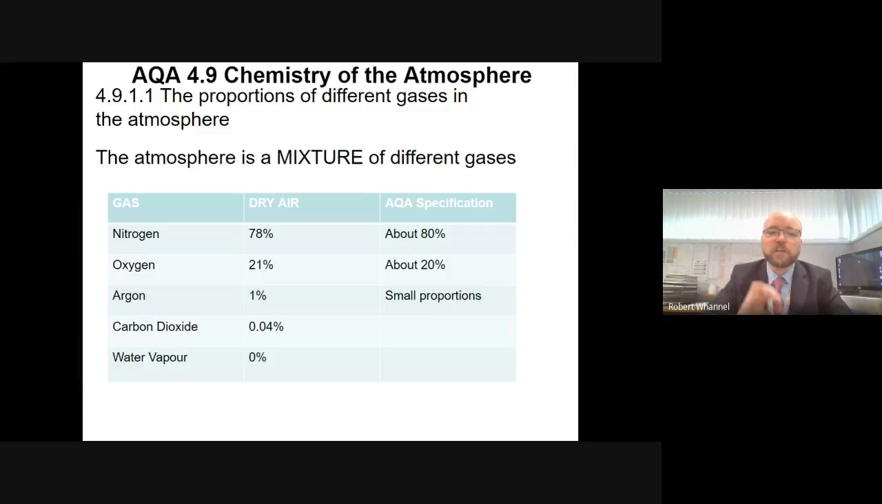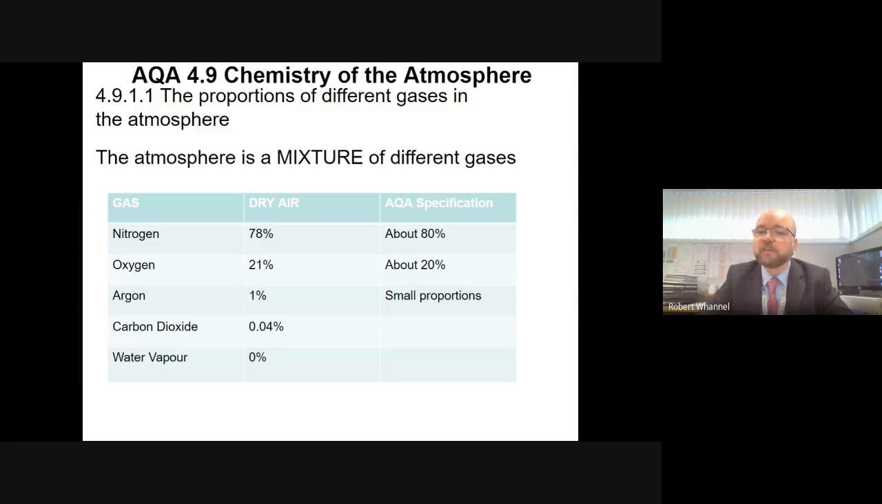Now, the table showing just now gives you the AQA specification percentages, and then the percentages you get if you look this all up on the internet, and I'll try and explain why there's two different ones. So the most common gas is always nitrogen. Please make a note of these. Make sure you learn these.